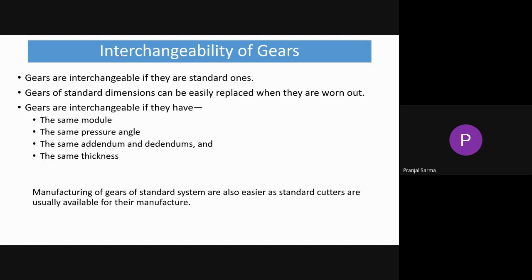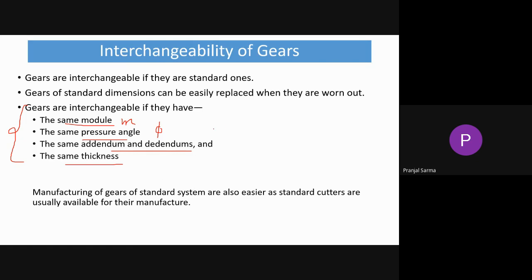Now if you need interchangeability of gears, then these are some of the requirements. The two mating gears must have the same module M, the same pressure angle phi, the same addendum, and they should be of the same thickness. So these are some of the requirements for gears which have to be interchangeable.